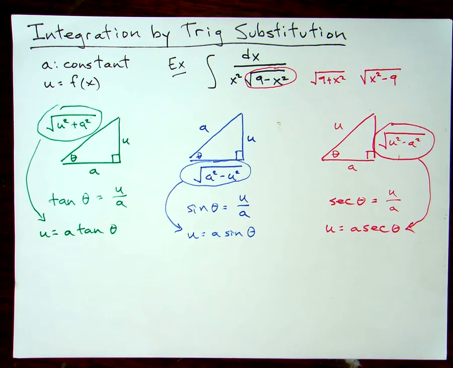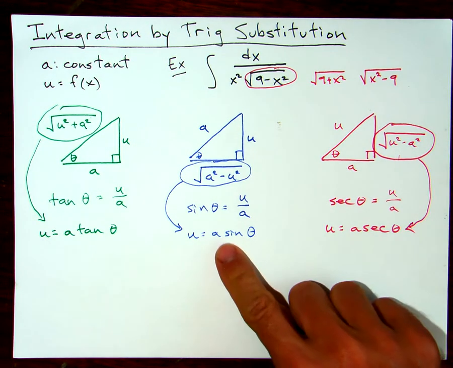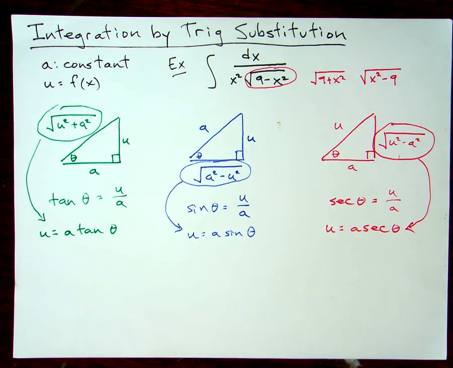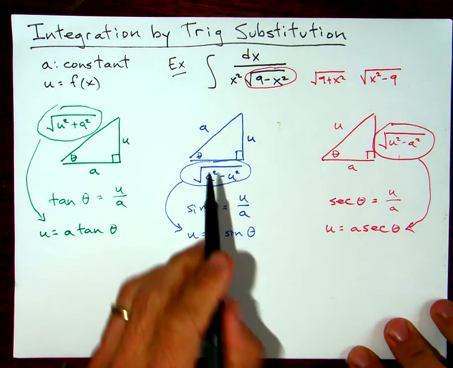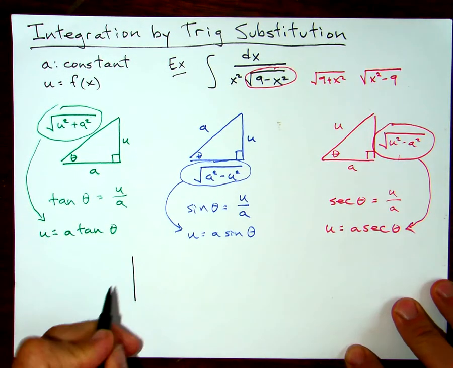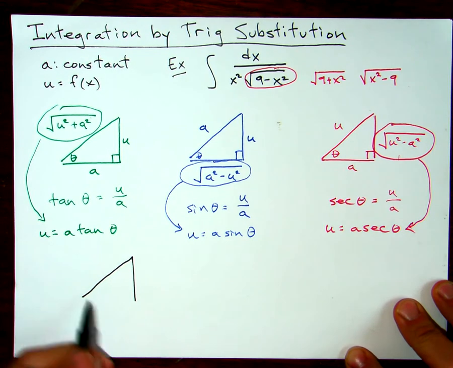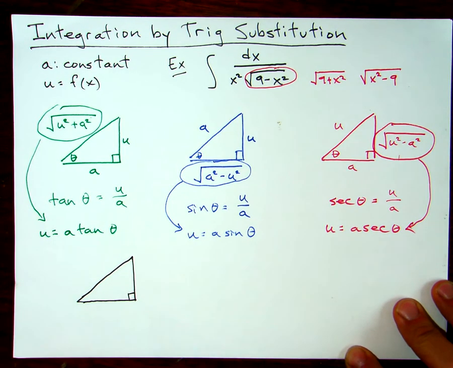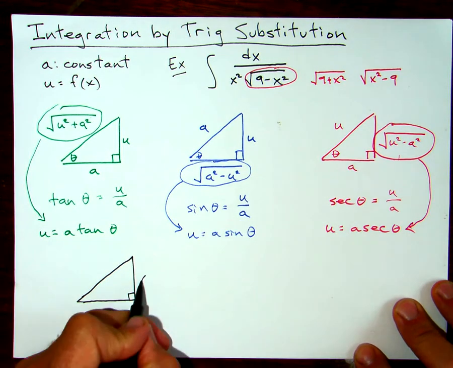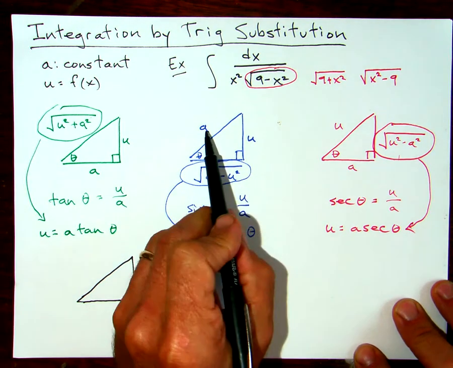So let's come back to our example. We already said it was going to be sine of theta. Let's come back and look at how we would work this out. I want to set up my triangle with these specifics, since a is just a general constant, and u is just a general function. So let's set this up with those specifics. We know that u is going to be x, and we know a is going to be 3 because it's the square root.